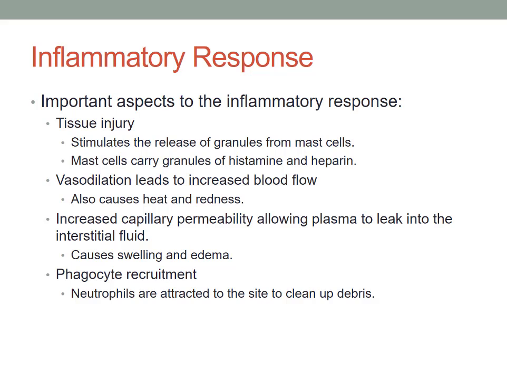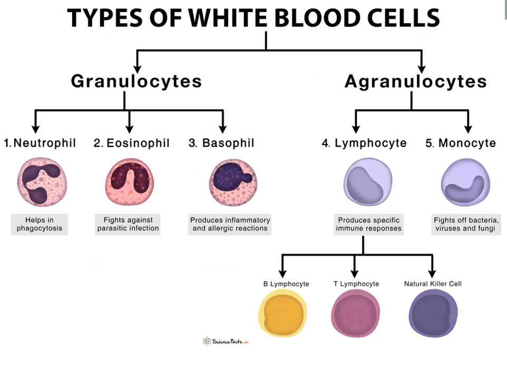And fourth, phagocyte recruitment. These are neutrophils that are attracted to the site to clean up debris. And we can see on this graphic, as we look at the left side of it with granulocytes, that the neutrophils are granulated white blood cells that help in phagocytosis.